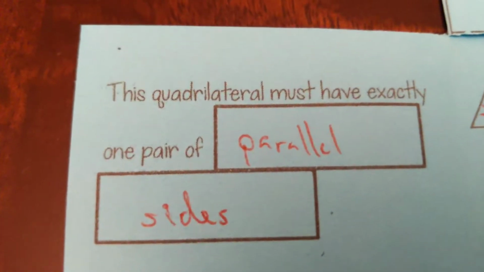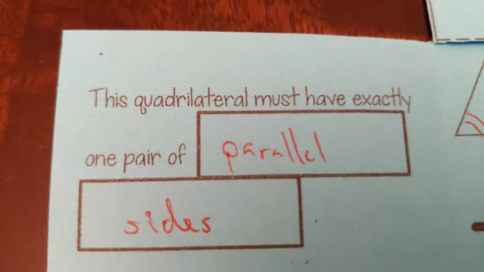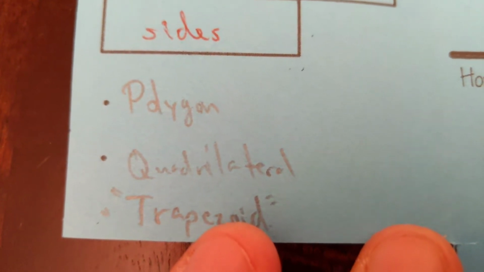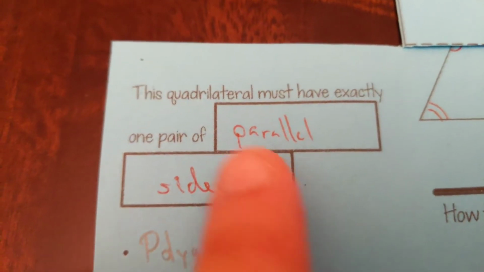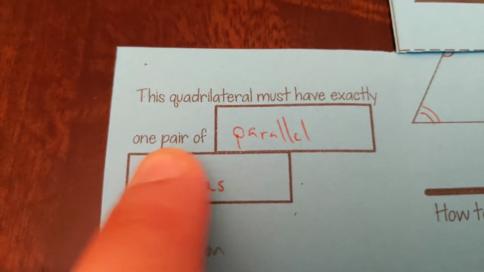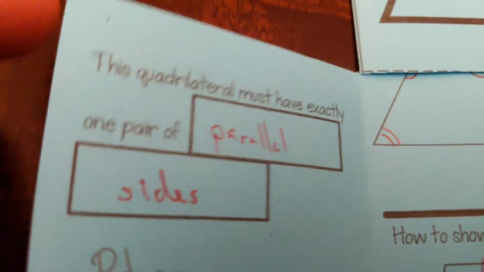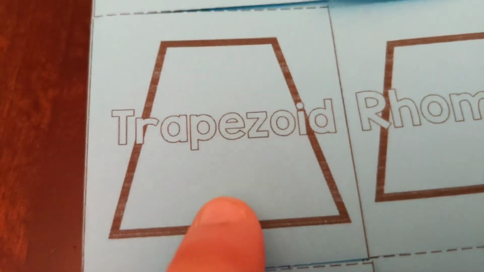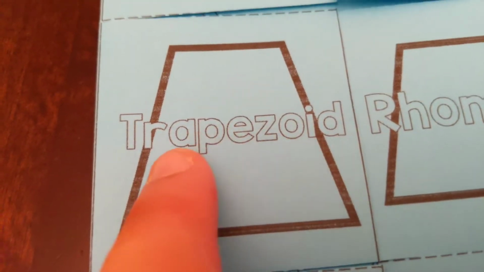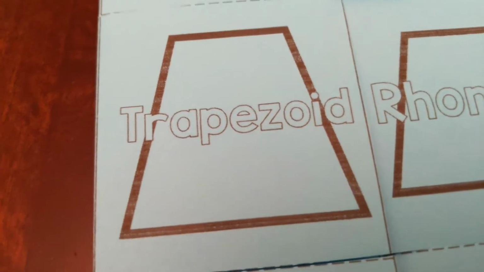So a trapezoid, you fill in the blanks. This quadrilateral must have exactly 1 pair of parallel sides, and it can be classified in 3 ways: polygon, quadrilateral, and trapezoid. The big thing about this one is this right here: one pair of parallel sides. That's how you identify a trapezoid. This and this one are parallel to each other. That's 1 pair. These 2 are not parallel to each other, so make sure you know that.